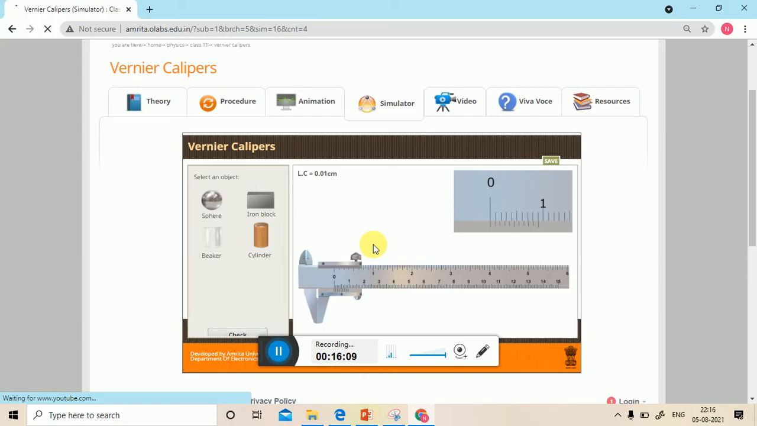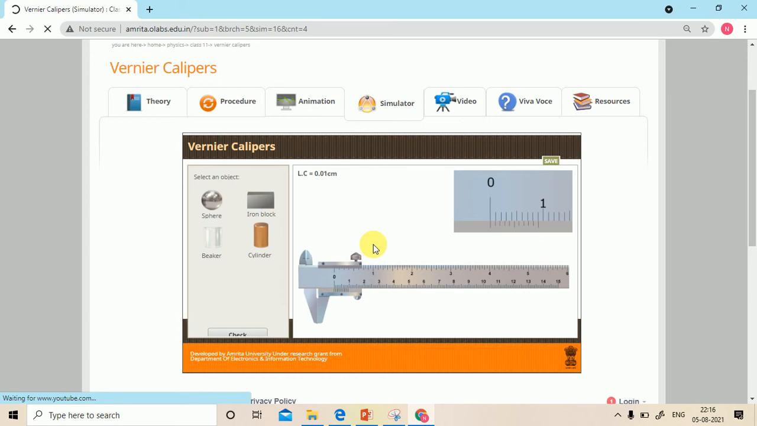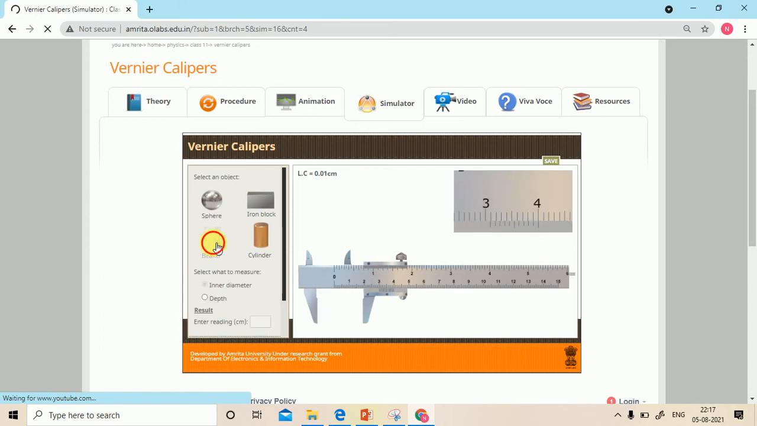After getting the knowledge of this measurement, let us see the simulator video where we are going to find the value of the given material using this Vernier calipers. We can select any one structure given: beaker, sphere, iron block and cylinder. So let us calculate the internal diameter and depth of our beaker. Select this, place the beaker at this point as shown in the previous animation video, and drag so that it fits properly and does not move further.